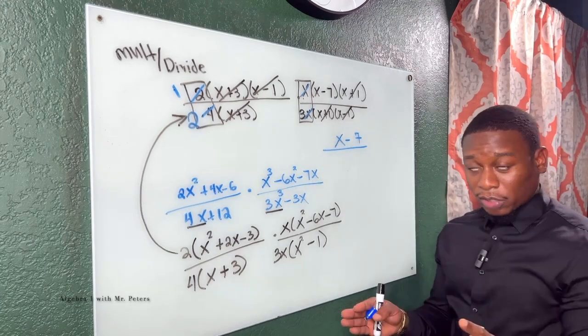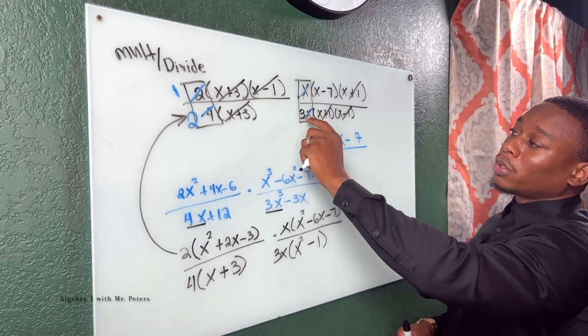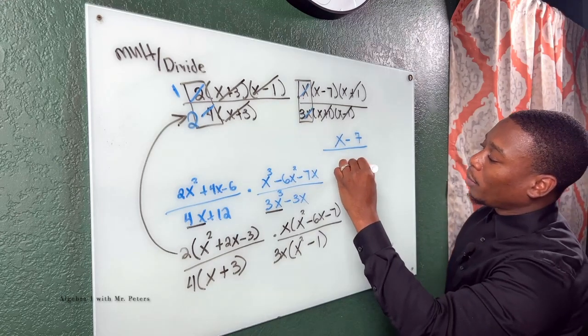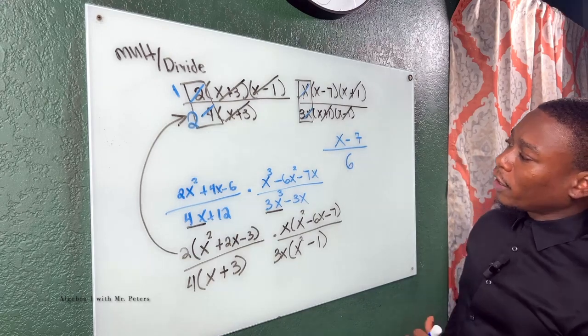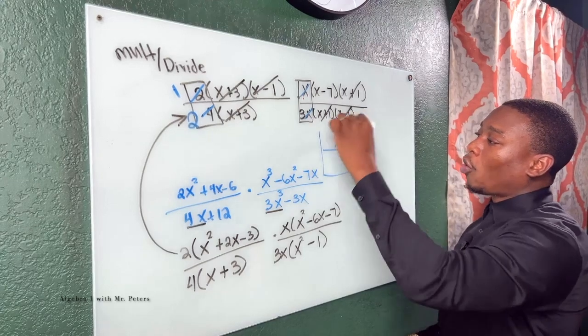Everything else canceled out. And on the bottom, we have 2 times 3, which would give us 6. And I believe this is the final answer. I don't think there's anything else. Yep. So our final answer should be x minus 7 all over 6.